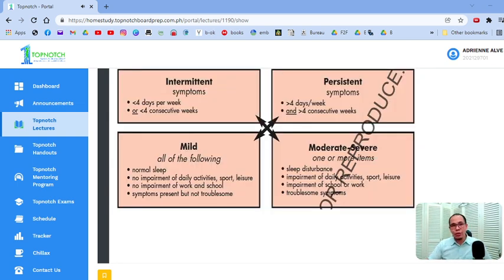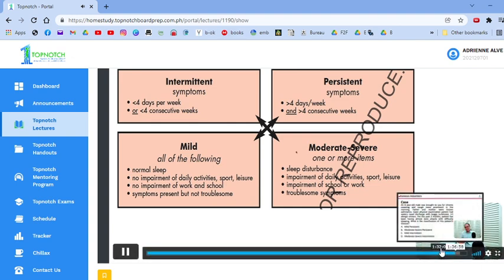And ito yung sinasabi ko sa inyo, how do you classify? So the magic number is 4-4. So 4 days per week and 4 consecutive weeks, it's classified as persistent. Pag hindi siya pasok, pag less than 4 days or less than 4 weeks, intermittent lang yan. Difference ng mild to moderate, basta meron kang interruption of activities of daily living.